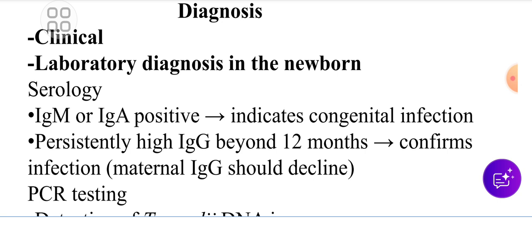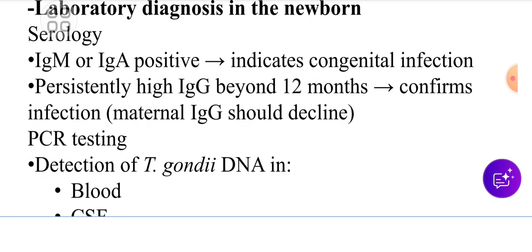Persistently high IgG beyond 12 months of age after delivery. We know that IgG can cross the placenta. It may come from the mother, but the maternal IgG should decline and even disappear after 12 months. If the IgG persists after 12 months of delivery, definitely it is sensitized in the baby, and this will confirm the infection.